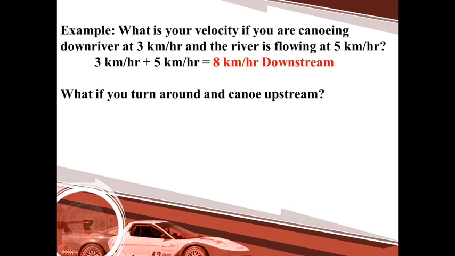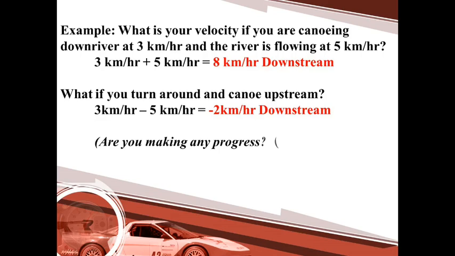All right. So you're trying to get back to camp. You're still pushing that canoe at 3. The river's still going at 5. So now we have 3 minus 5. What do we get? -2. Are you going to make it back to camp? No. This negative right there tells you what direction. You're going to be traveling downstream because of that negative number. So you're not traveling downstream as fast anymore, but you're still not going to make it back to camp.